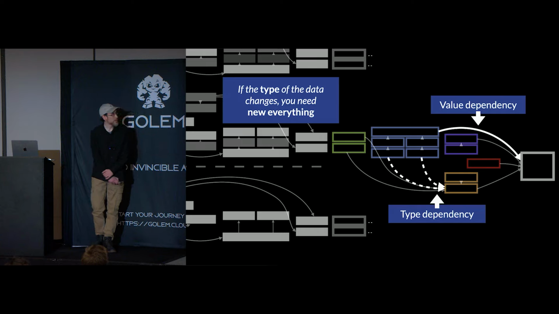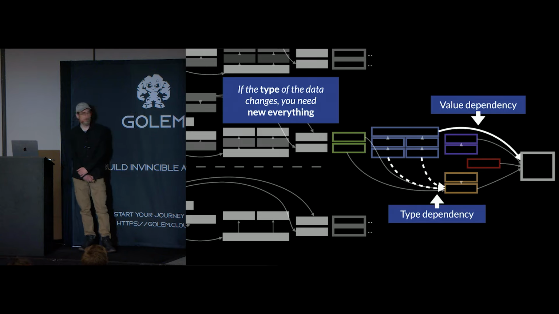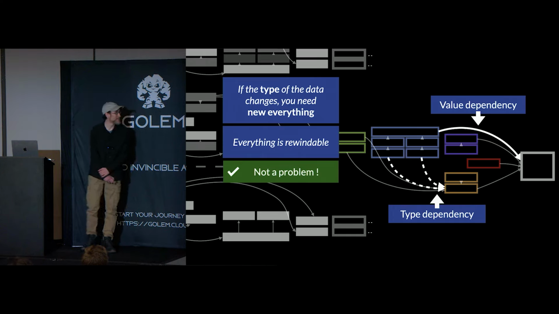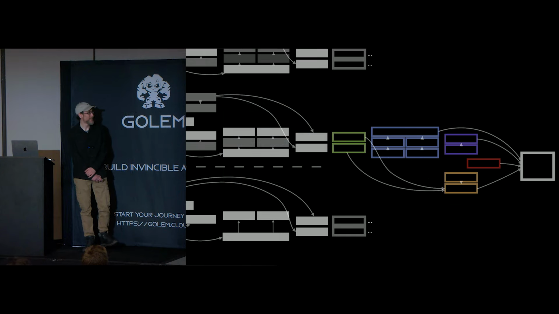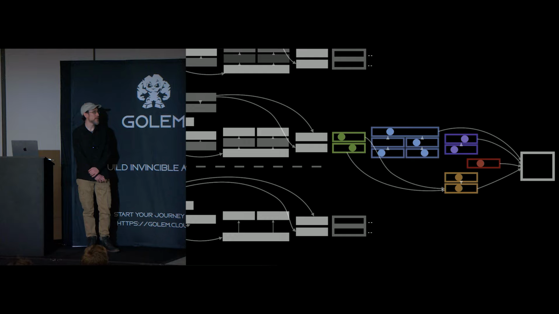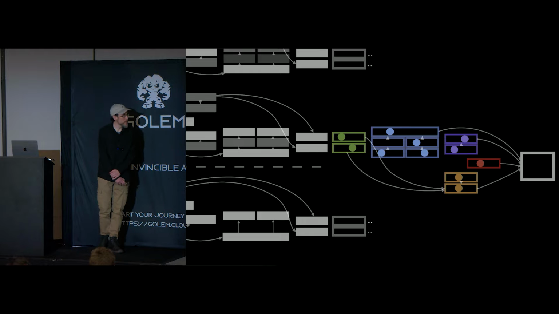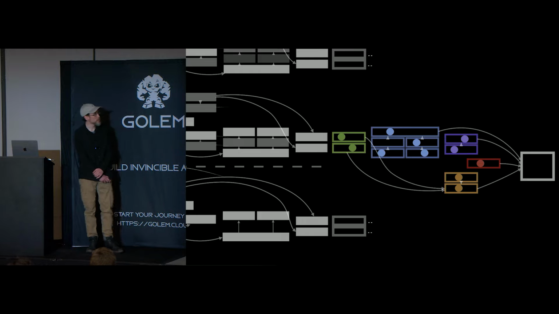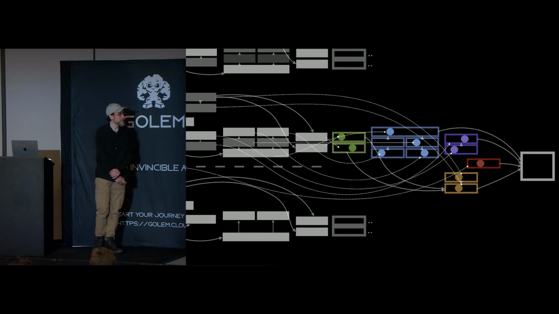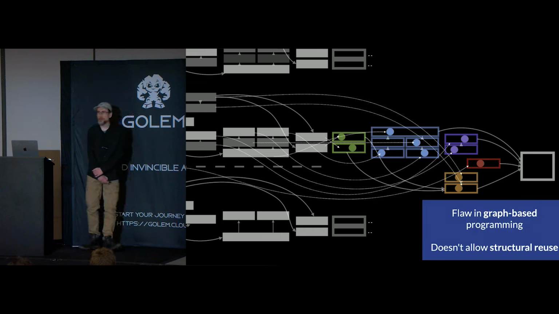And I said if the type of the data changes, you need new everything. Well, everything is rewindable, so that's actually not a problem. Not at all. We can just ignore those for the purposes of fitting this thing in here. So you actually do have a well-formed data flow graph that you could throw values into. And if you were to connect each of those boxes with its source by hand, it would be quite unwieldy. And I think this slide shows that there's a flaw in graph-based programming.